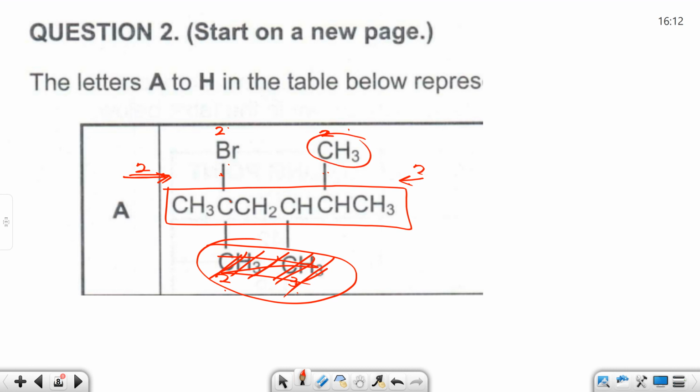This is not C. What is this compound? It's methyl. M. This is methyl, not C, not a letter. This is bromine. Bromine comes before methyl.